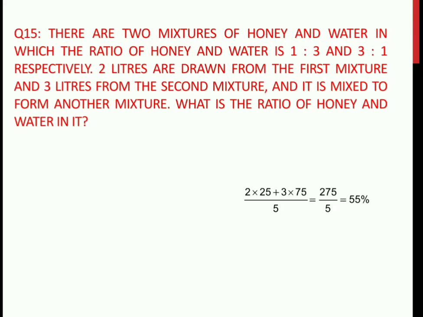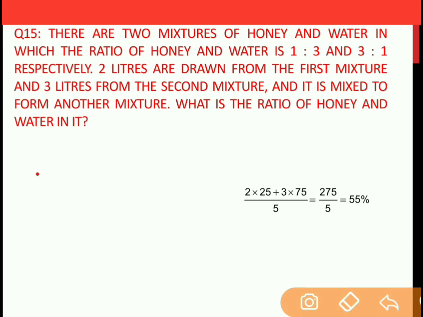Question number 15. There are two mixtures of honey and water in which the ratio of honey and water is 1:3 and 3:1 respectively. Then 2 liters are drawn from the first mixture and 3 liters from the second mixture, and it is mixed to form another mixture. What is the ratio of honey and water in it?